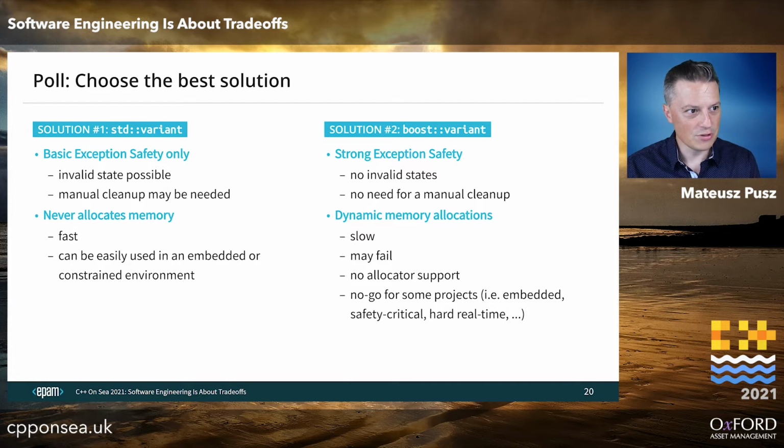So the final results are 72% for std::variant, 28% for boost::variant. This is the official result for this decision. So as you can see, sometimes there is no good choice, right? There are always some trade-offs. We are not going to talk about this right now because we don't have much time in this lecture.